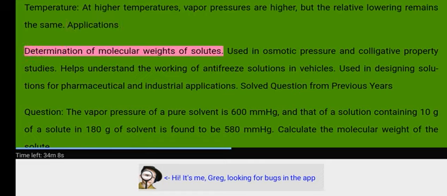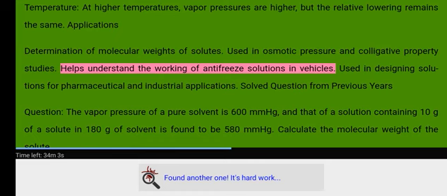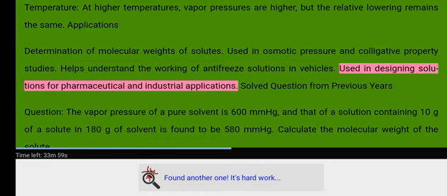Applications. Determination of molecular weights of solutes. Used in osmotic pressure and colligative property studies. Helps understand the working of antifreeze solutions in vehicles. Used in designing solutions for pharmaceutical and industrial applications.